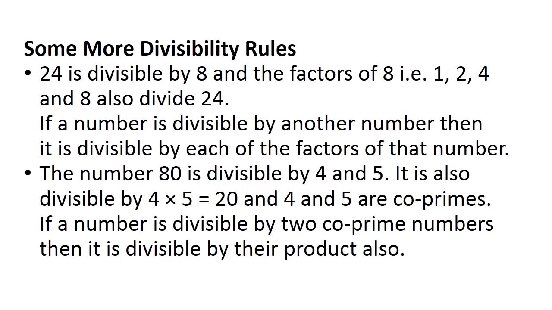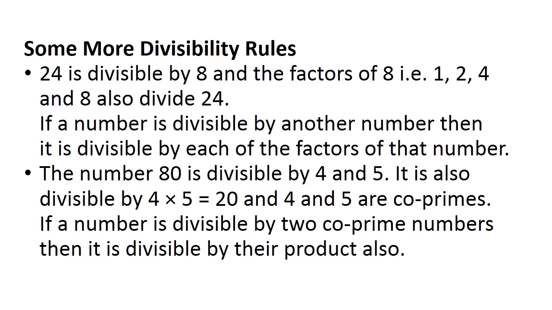Some more divisibility rules. Consider 24. Now 24 is divisible by 8, and the factors of 8, that is 1, 2, 4 and 8, also divide 24. So we can say if a number is divisible by another number, then it is divisible by each of the factors of that number.